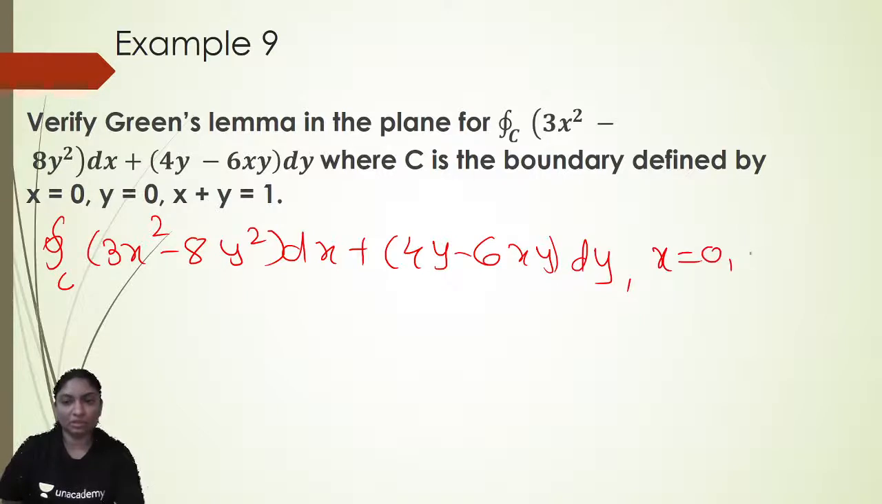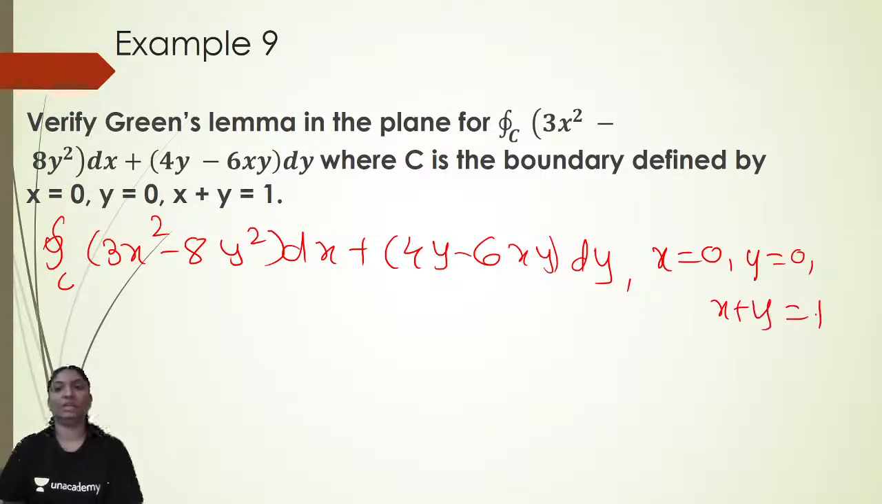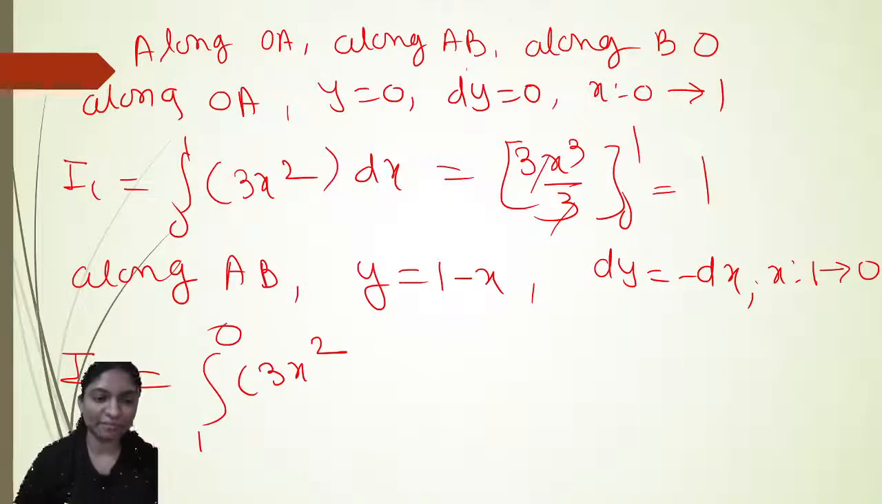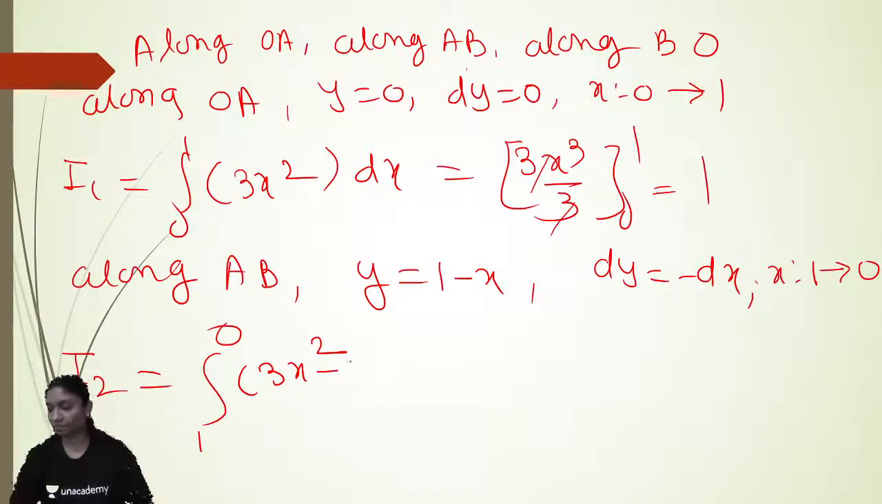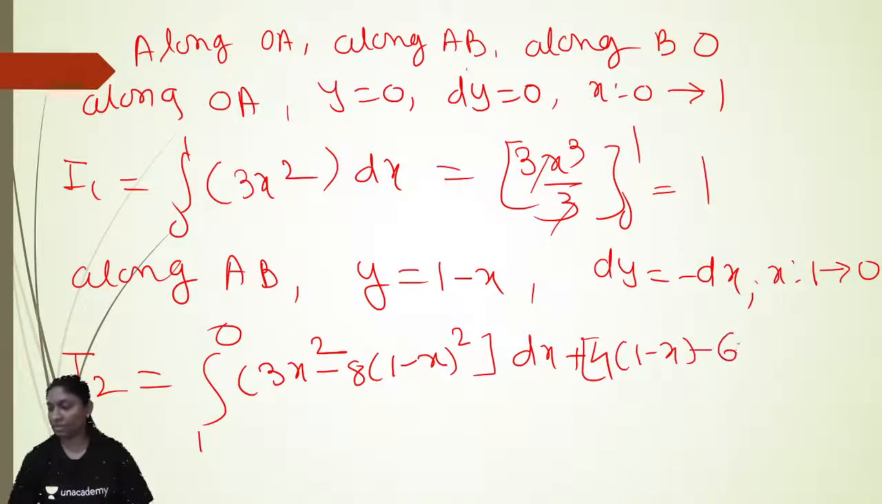Here x is equal to 0, y is equal to 0 and x plus y is equal to 1. So I2 is varying from 1 to 0. I2 is equal to integral of 3x square minus 8 into (1 minus x) square dx plus 4 into (1 minus x) minus 6x into (1 minus x) dx.